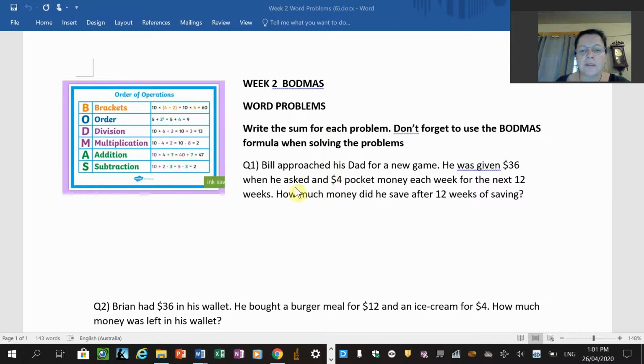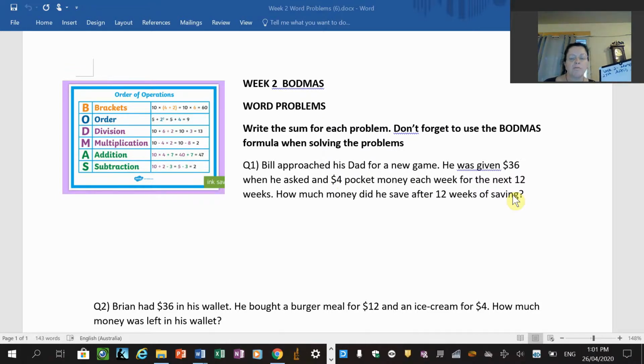So the first one is, Bill approached his dad for a new game. He was given $36 when he asked, and $4 pocket money each week for the next 12 weeks. How much money did he save after 12 weeks of saving? So we need to write that as a BODMAS equation so we can work it out.